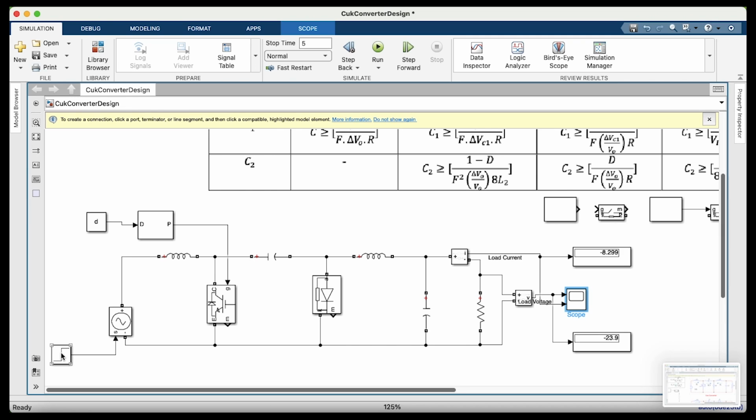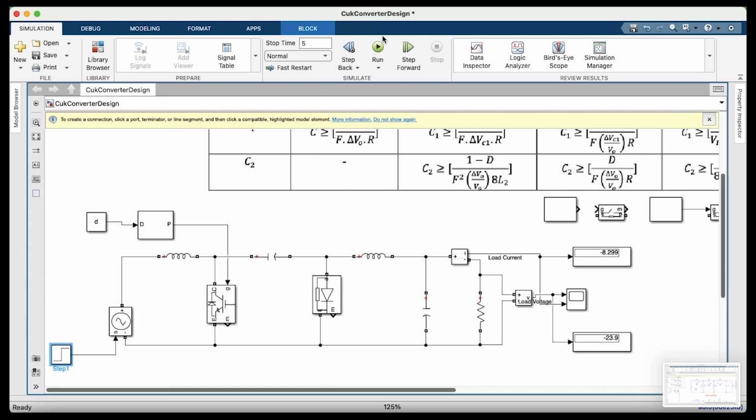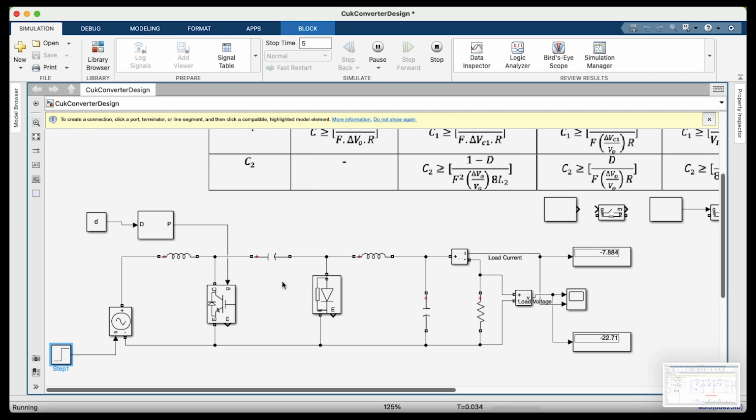Suppose there is any change in the input voltage. Suppose I introduce some change in step time 1, I will introduce here 14 volt. So automatically our design will be affected, because we chose the input voltage as 12 volt and the output is nearly equal to 24 volt. If the input voltage is increased, automatically the inductance and capacitance values will vary. So look at our simulations. In order to maintain a constant voltage on the output side, we need to introduce a PID controller.